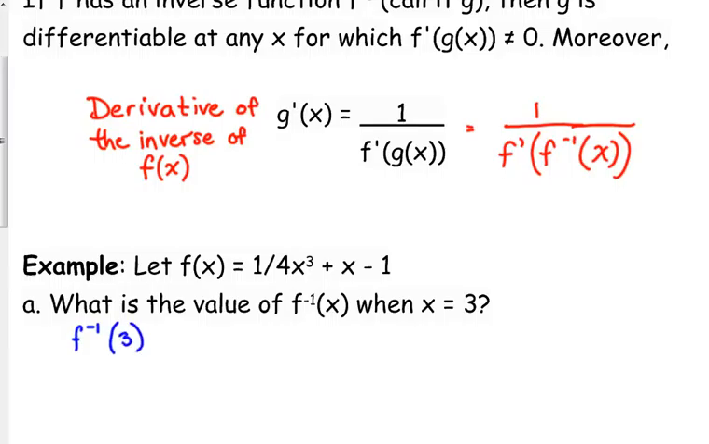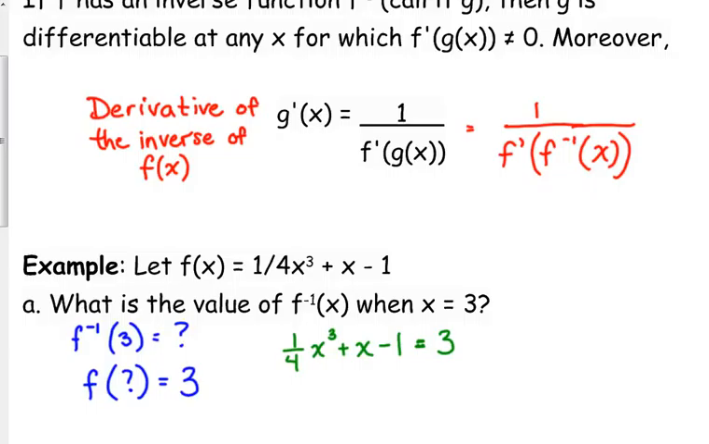Inverse of 3, that's what we want to know. Well, we're looking at f, so that's the same as saying f of what is equal to 3. Okay. Yes, sir? Why do you have a problem saying let? Is it asking us? It's just the way that mathematics is phrased. So we're looking for where our function is equal to 3.